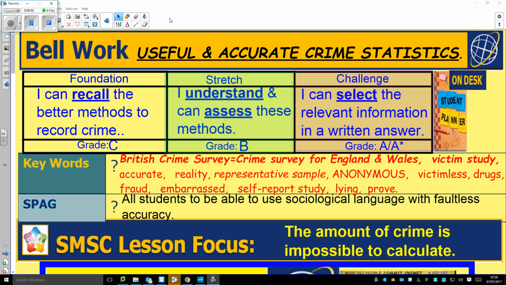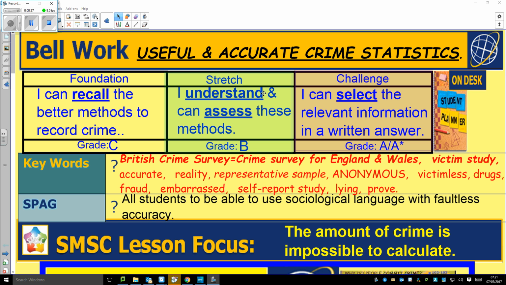In the previous lesson, we looked at the official government crime stats, and now we're going to look at useful and accurate crime stats, or rather more useful and more accurate crime stats. We saw last time that the government stats, the police stats, are wrong for certain reasons that I hope you remember. But there are better ways to collect crime stats, but they're not perfect.